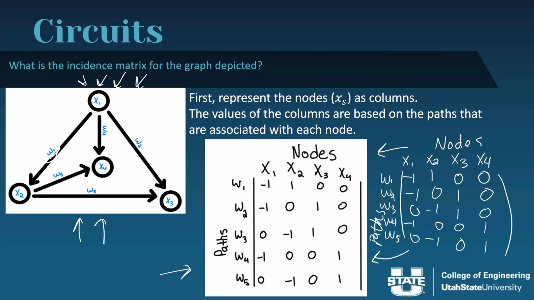So for W4, we have X1. W4. Yep, it's leaving X1. Yep. And so your homework only has this type of image, but if you were given a different type of circuit system with the nodes and paths labeled, do you feel confident you'd be able to create the matrix? Okay, cool.